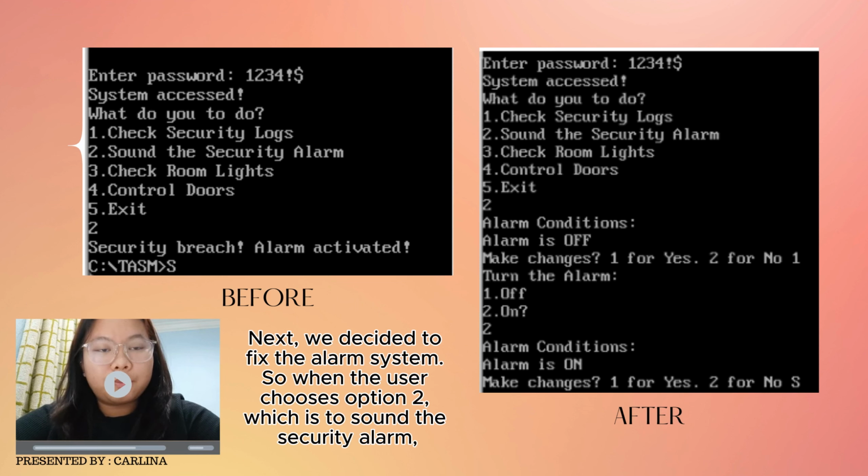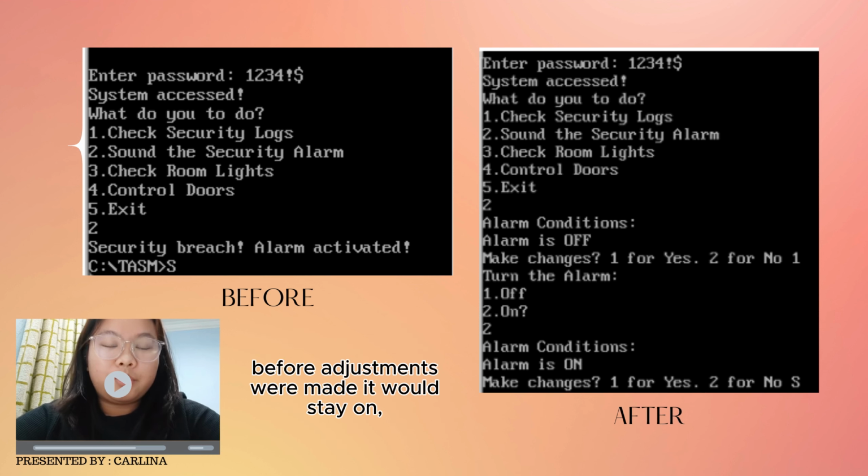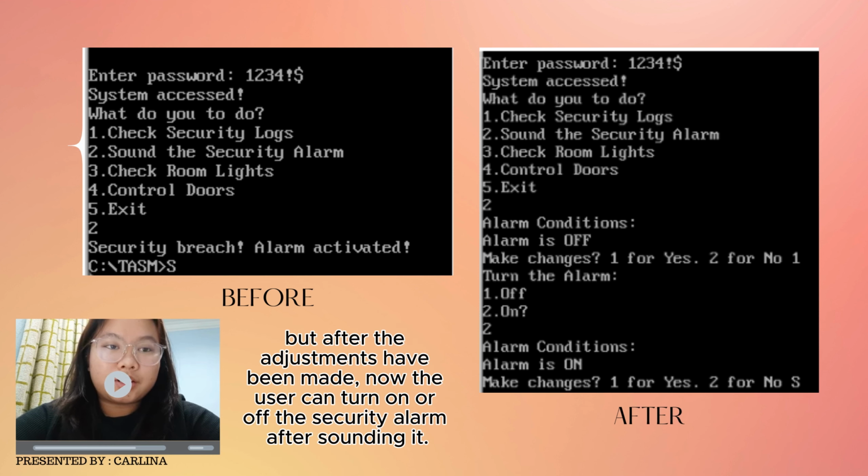When the user chooses option 2, which is to sound the security alarm, before the adjustments were made, it would stay on. But after the adjustments have been made, now the user can turn the security alarm on or off after sounding it.